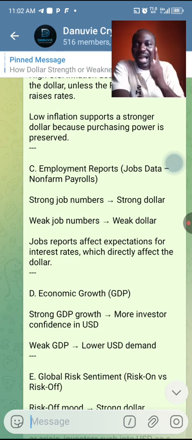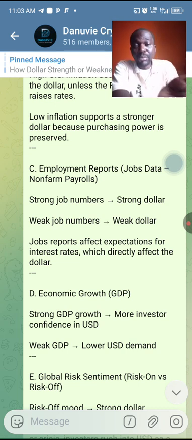Now, a stronger employment figure is going to be very, very positive for the US dollar, which means if the news comes out and we are having 200,000 jobs added to the US economy, that's going to be a very strong indication for the dollar, because there's going to be a boost in the labor force, more productivity, more creativity, and that's going to add more value to the US economy when it comes to GDP. And a higher GDP turns into a stronger US dollar.